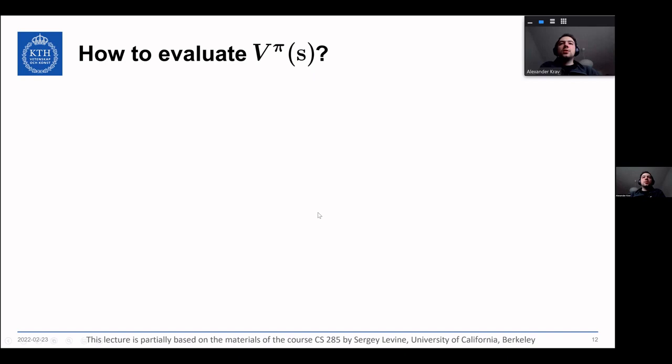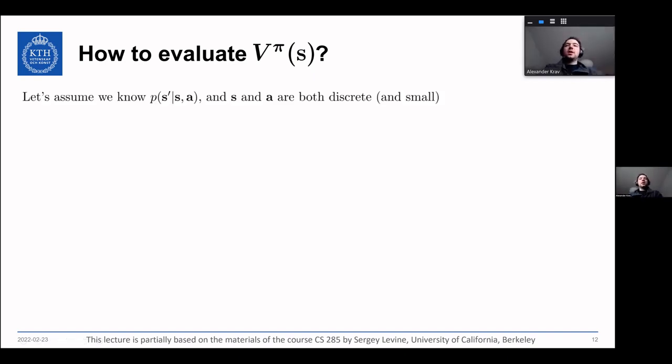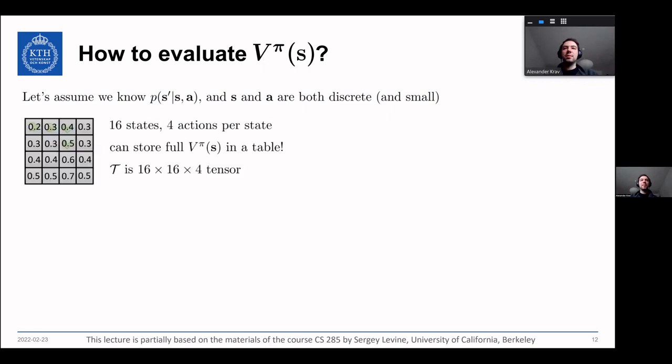So basically, the question again is how to evaluate this value function. For simplicity, let's look at this trivialization of our system. Let's assume that we know the dynamics, we know the transition probabilities, and that both the state space and action space are discrete and pretty small. So some, let's say, trivial board game. For example, let's imagine that we have 16 states in a 4 by 4 grid, so we can be in one of the 16 cells.